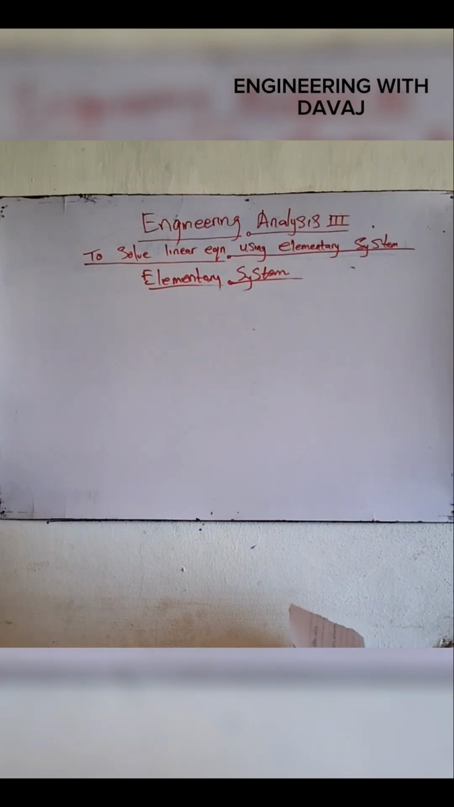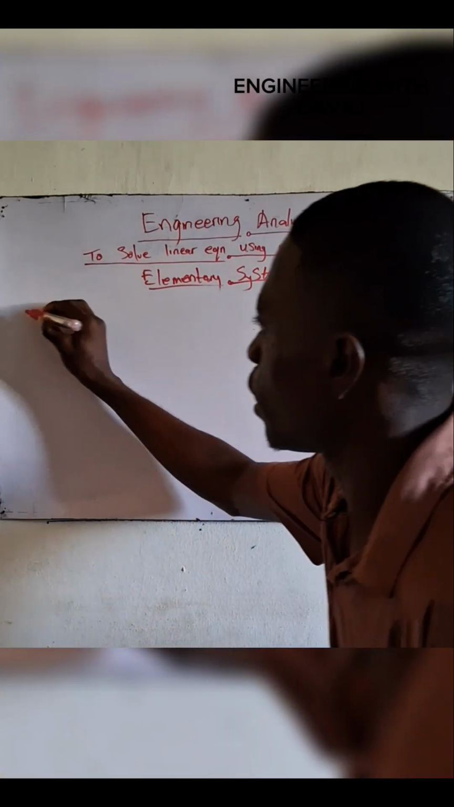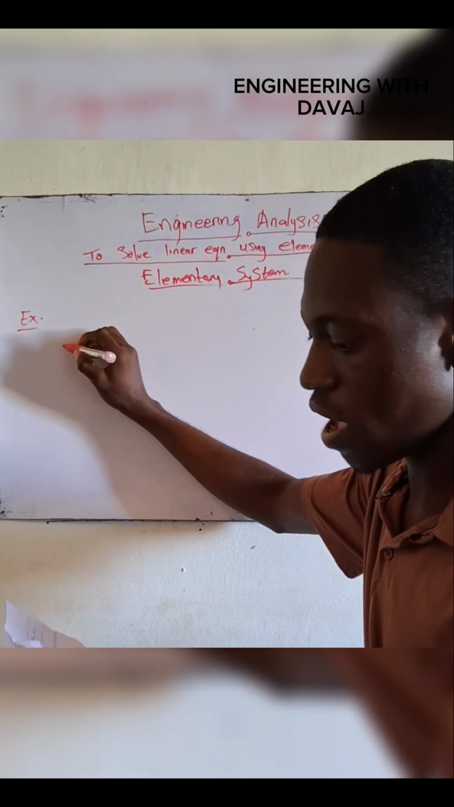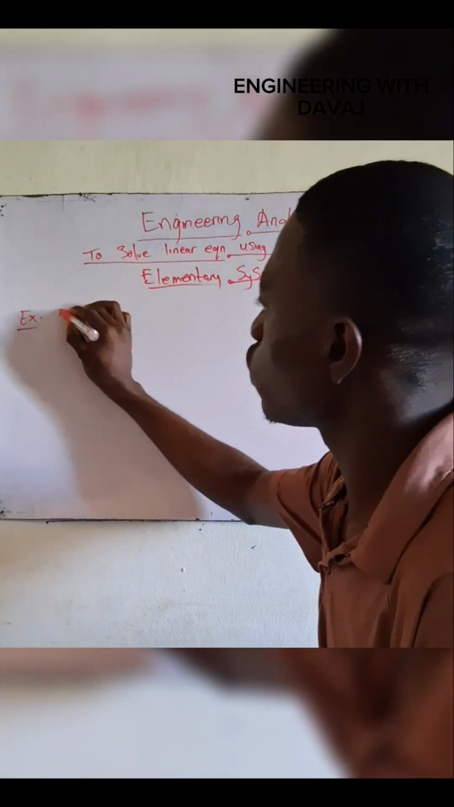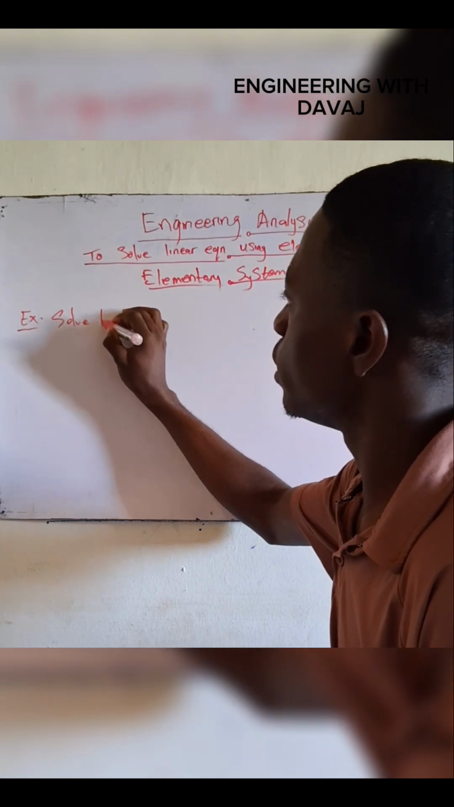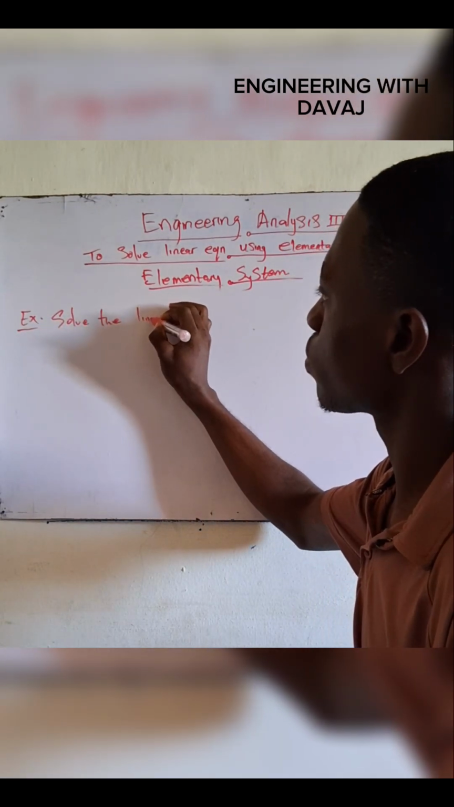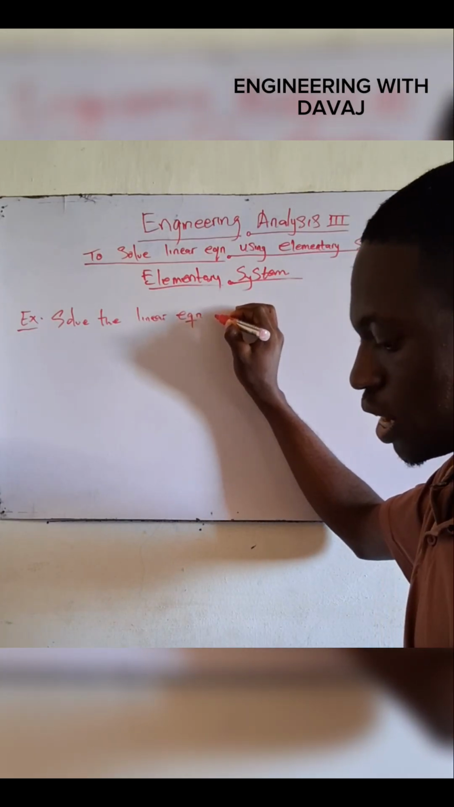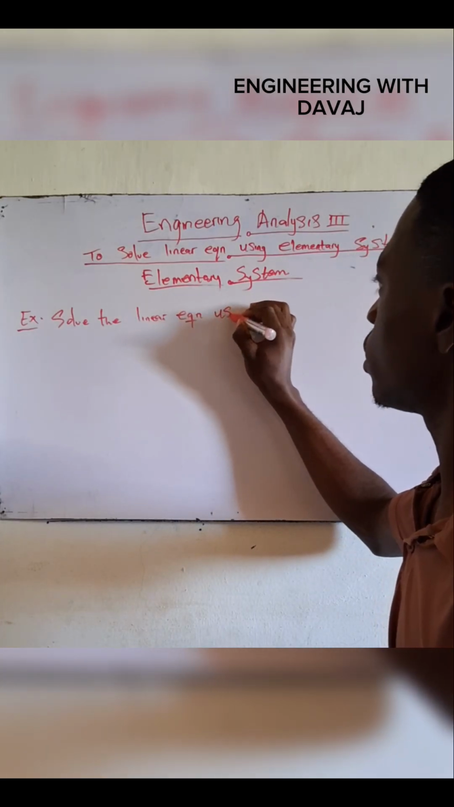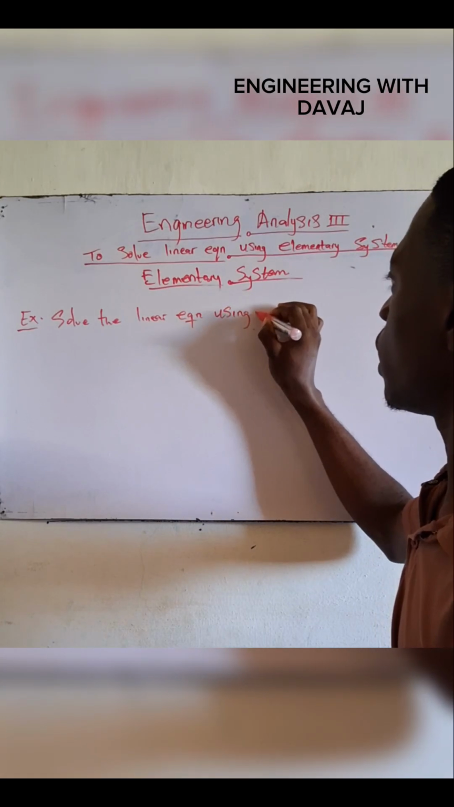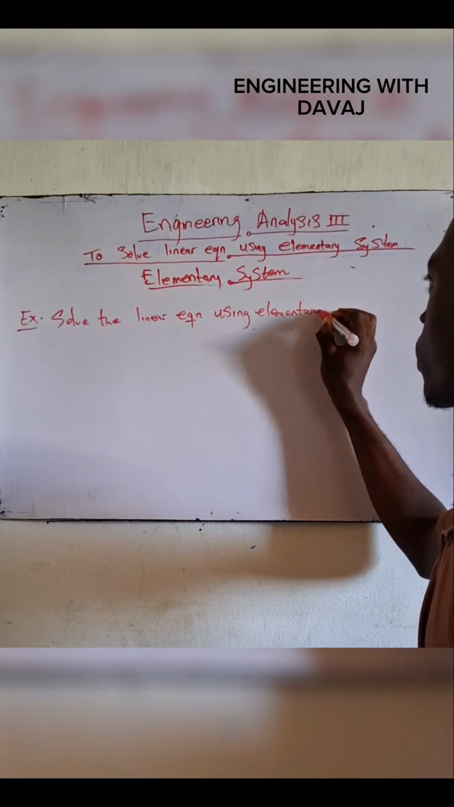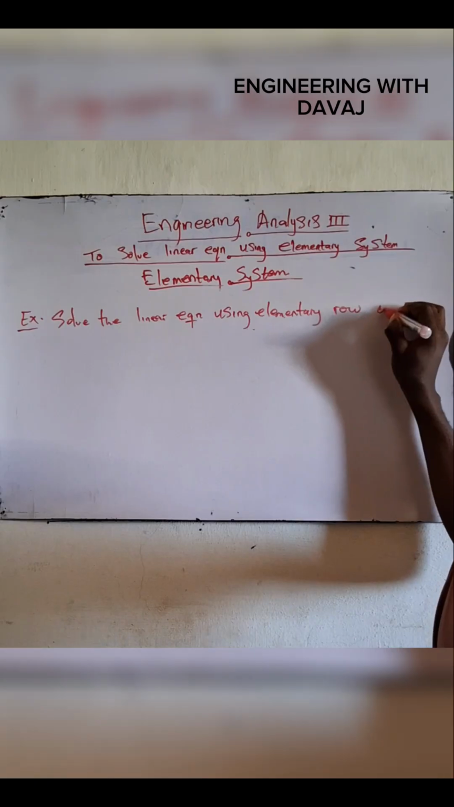So I have an example here. I have to solve the linear equation using elementary row operation.